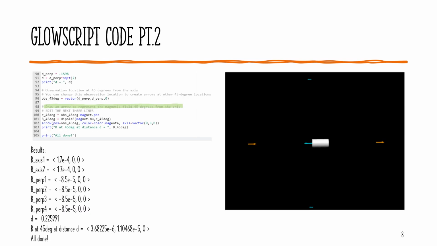My last bit of code, I edited it to show the magnetic field when it's 45 degrees off axis, and these are the results that I got, and we previously discussed some of the results earlier in my presentation. But yes, this is how all my code and the results ran.